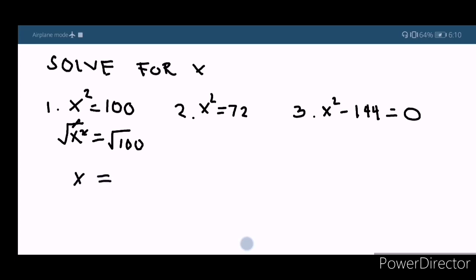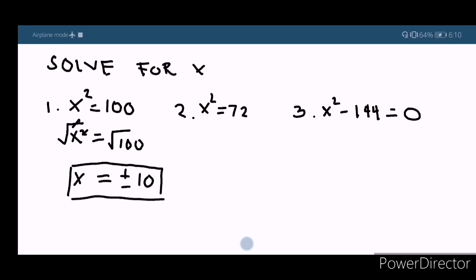And then, 100 is a perfect square. Pag sinabi natin perfect square, pwede tayong kumuha sa kanya ng dalawang number na magkamuka, exactly the same, na pag pinag-multiply natin, ang sagot ay 100 din. So, that's 10. So, that's positive or negative 10. So, x could be positive 10 and x could be negative 10. So, this is answer for number 1.